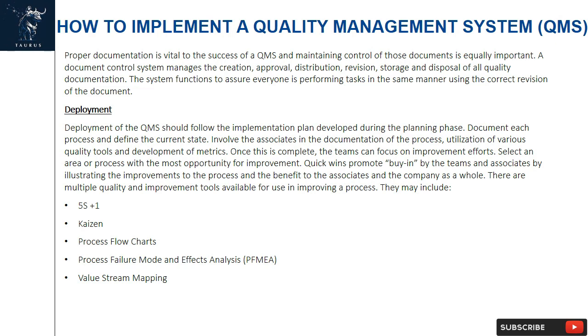Select an area or process with the most opportunity for improvement. Quick wins. Promote buy-in by the teams and associates by illustrating the improvements to the process and the benefit to the associates and the company as a whole. There are multiple quality and improvement tools available for use in improving a process. They may include 5S+1, Kaizen, process flowcharts, process failure mode and effects analysis (PFMEA), value stream mapping.